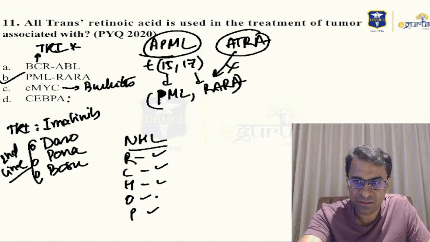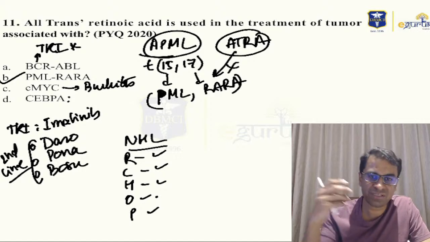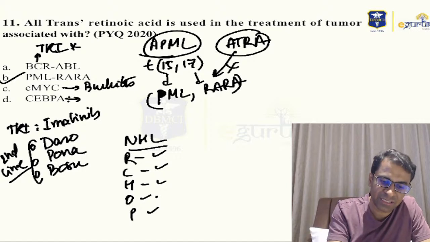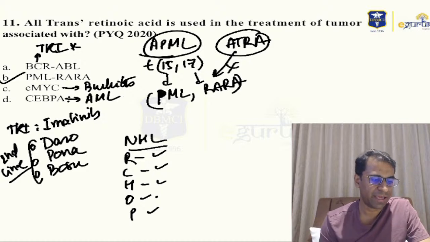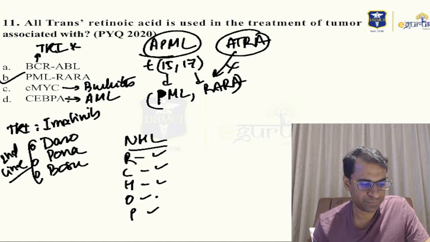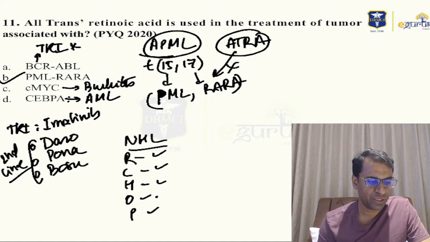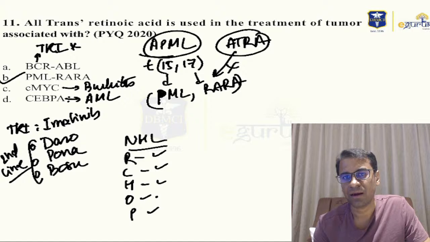SEPA is often seen in this one. It's a good prognostic marker for AML. So the answer clearly is PML-RARA mutation.